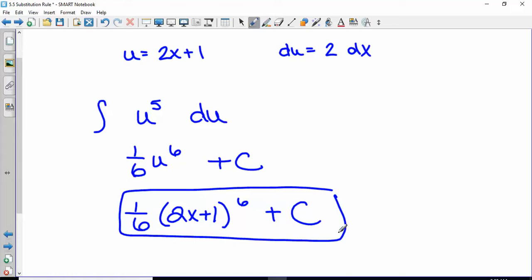Yes? Do you put the du in? We did not, because the du is attached to the integral. So when the integral goes away, the du goes away. Other questions?